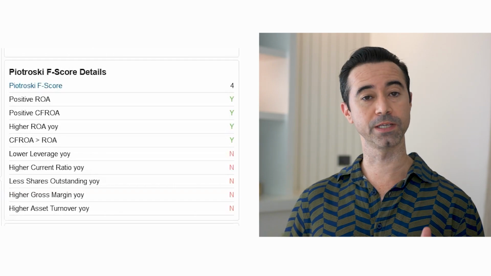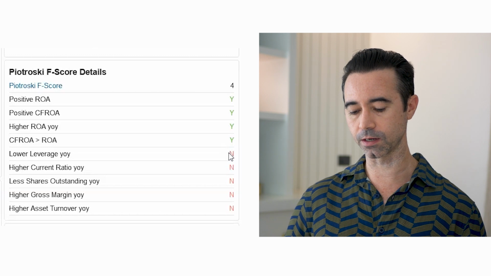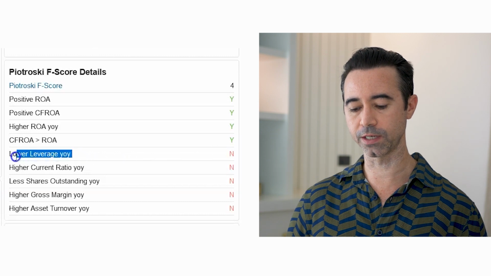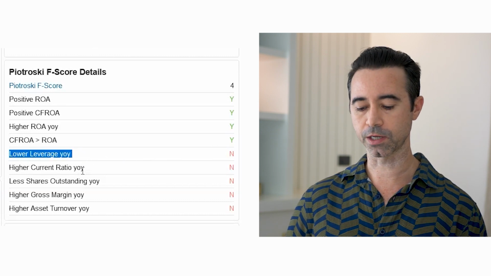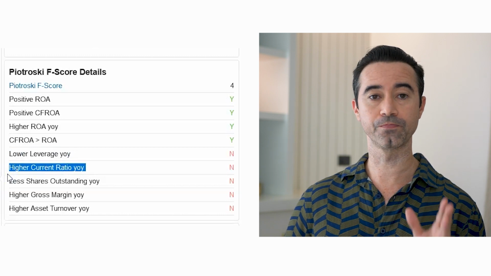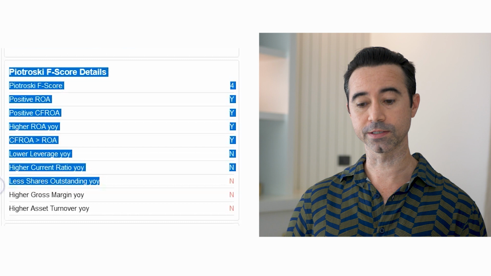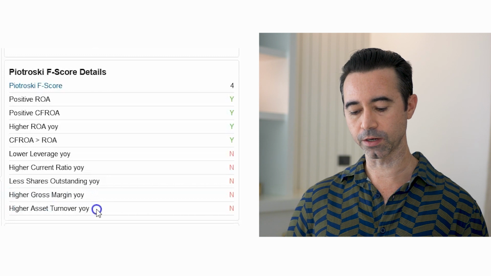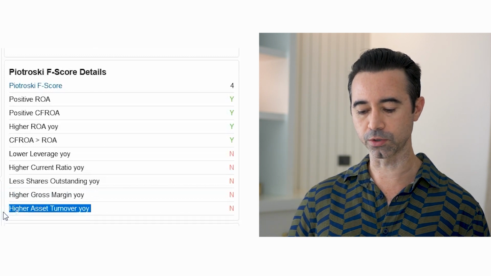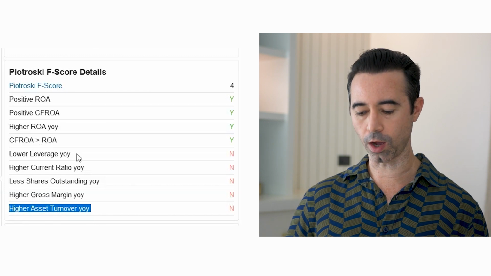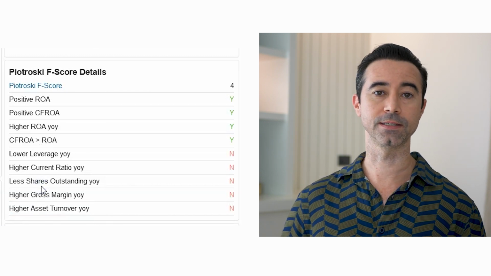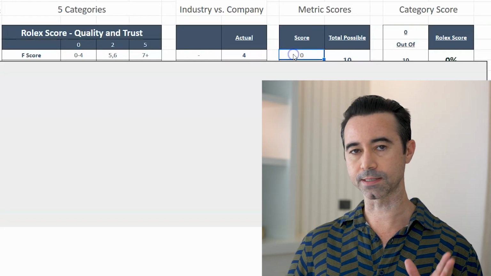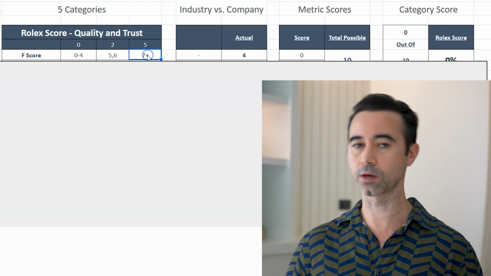So where did we get points with Piotroski, and where did we not? If you look over here, the areas where we did not get points for the Piotroski F score were lower leverage year over year. There was higher leverage year over year, which is not good. There was not a higher current ratio year over year. There were not fewer shares outstanding. There was not a higher gross margin year over year, and there was not higher asset turnover year over year. These are things that you want to see with the Piotroski F score, and Verizon did not accomplish those things. So the F score for this company is a 4. It gets 0 points because we want 7 or more to be the best.